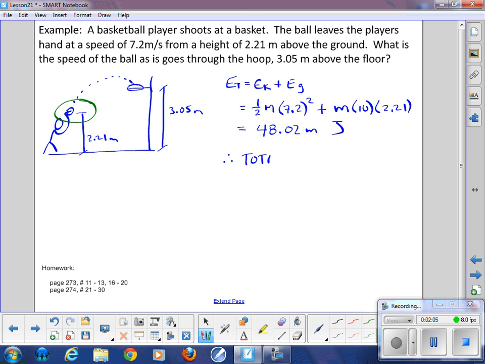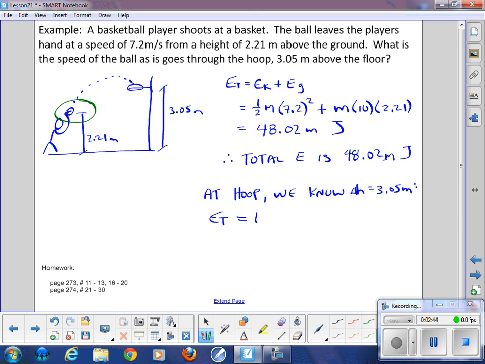So therefore, total E is the 48.02 joules. Oops, I forgot my m. 48.02 mass times mass, joules of energy. So we want to know the velocity at the peak. So at the hoop, we don't really have to assume anything because we know the height. We know h, or delta h, is 3.05 meters.